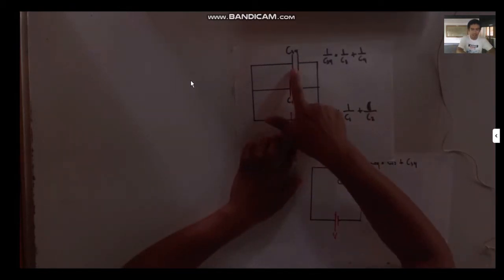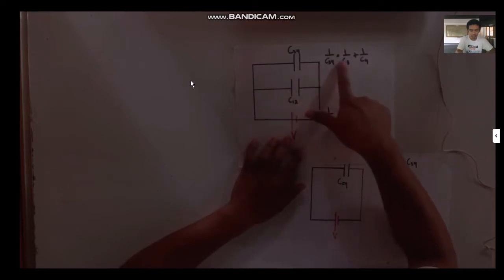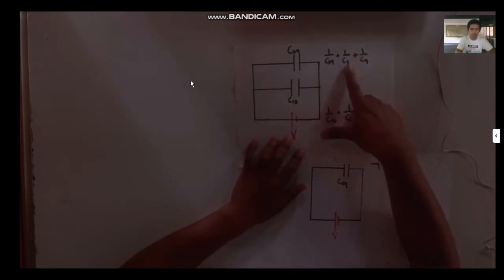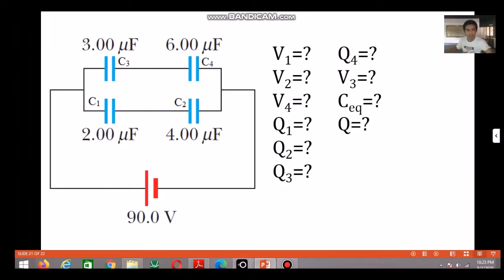Since C3 and C4 are connected in series, the reciprocal of the equivalent capacitance of C34 is equal to 1 over the capacitance of C3 plus 1 over the capacitance of C4. Okay. Next, C1 and C2 are in series connection, so we can combine them into C12.